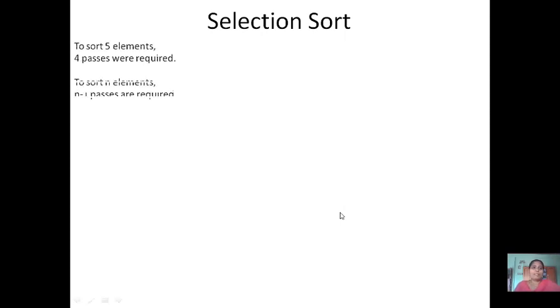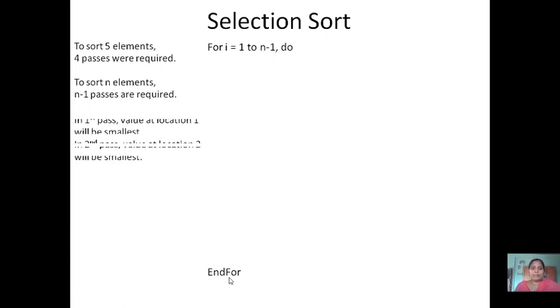So this is the algorithm for it. First, to sort 5 elements, we need 4 passes. So to sort n elements I need n minus 1 passes. So I am writing i equals 1 to n minus 1. That is for the number of passes. So this for loop will end here.